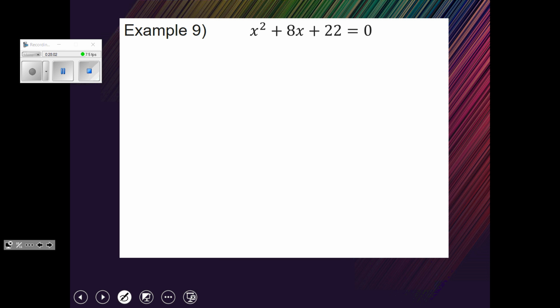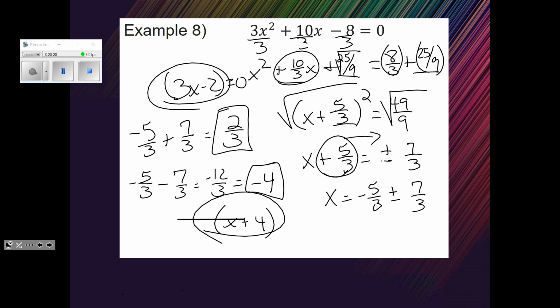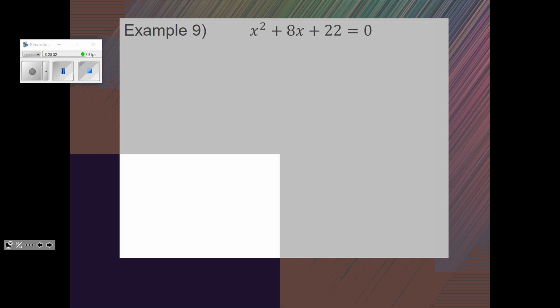All right, last one. Do I need to divide by coefficient? No. So we can go directly into completing the square. I do caution you, always look at it first. What would my magic number need to be? 16. Okay, so that does mean that I need to get rid of this one right here.